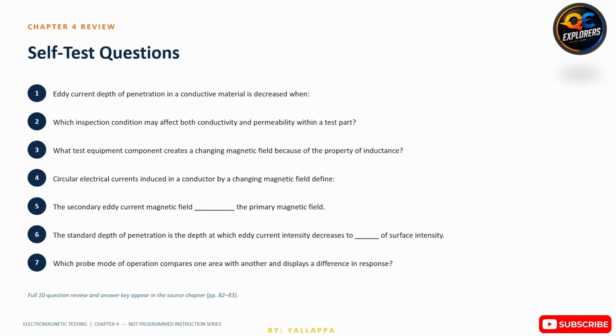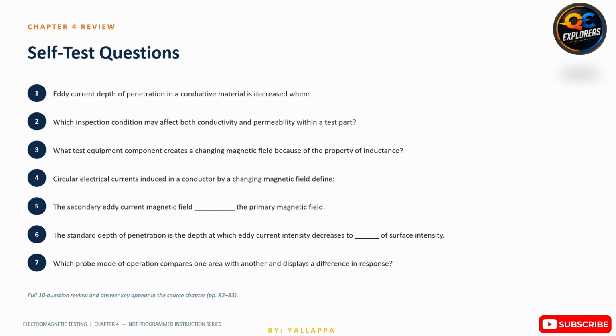The fifth question asks what relationship exists between the secondary magnetic field and the primary magnetic field. According to Lenz's law, the secondary field always opposes the primary field that created it. The sixth question reviews the standard depth of penetration. You should remember that this occurs when eddy current intensity has decreased to approximately 37% of its surface value.